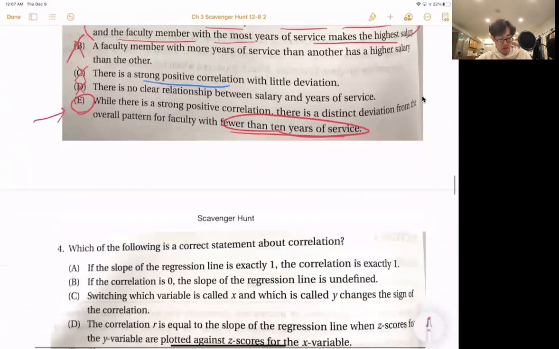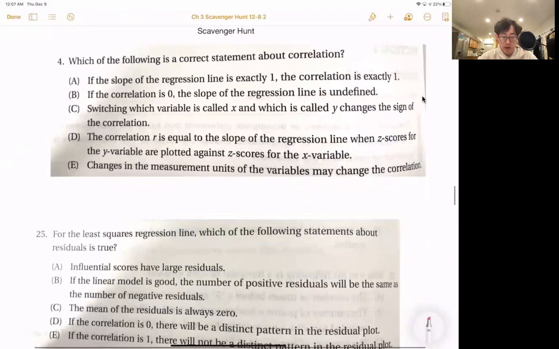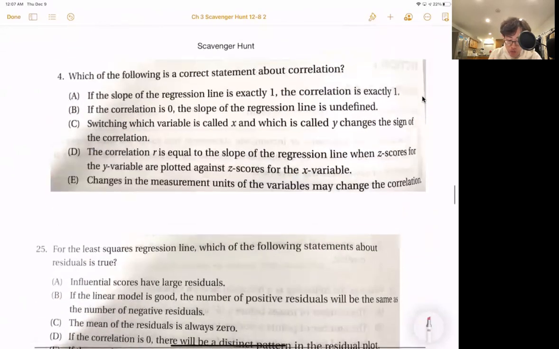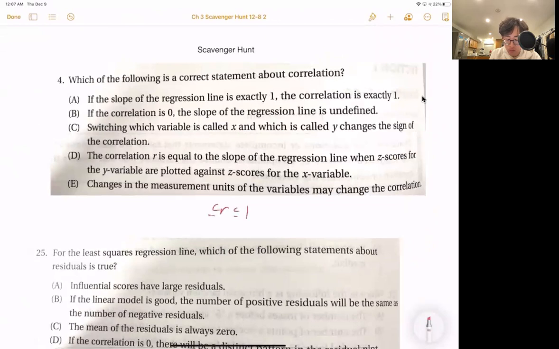All right, next question, number 4. Which of the following is a correct statement about the correlation? So correlation, again, it's the R value. It measures how much you differ from the line to the dot. If the slope of the regression line is exactly 1, the correlation is exactly 1. That is not true, because the slope can be 2, 3, 4 for all I care.